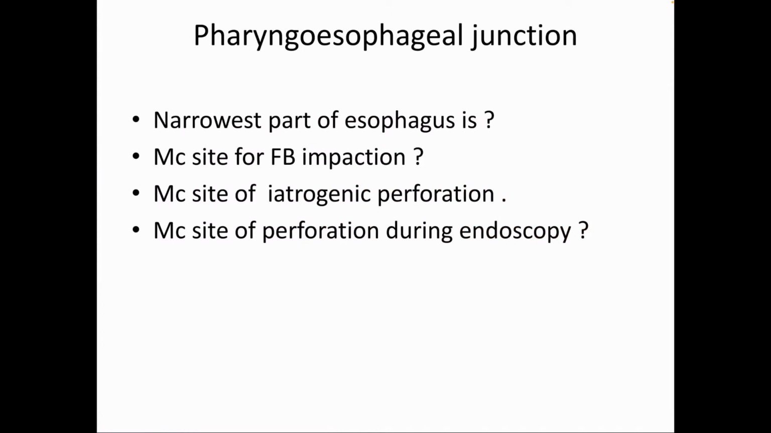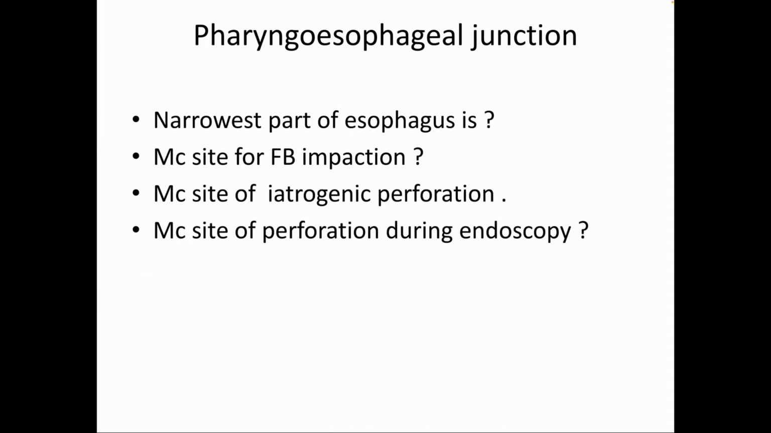Our next topic is the pharyngoesophageal junction. The pharyngoesophageal junction is nothing but the upper sphincter or superior sphincter of the esophagus. Okay, so at the pharyngoesophageal junction, most foreign body impactions occur. And why? There are various questions related to this junction. For example, the narrowest part of the esophagus is, the answer will be the pharyngoesophageal junction. Which is the most common site for foreign body impaction?